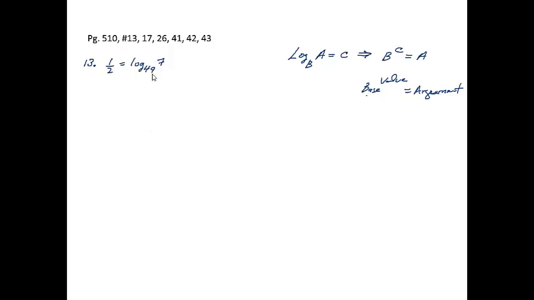Okay, so let's see here. The base is 49, so I have 49 to the value, a half. 49 to the half power equals 7, and that's exponential form.